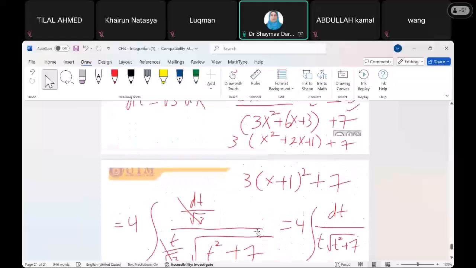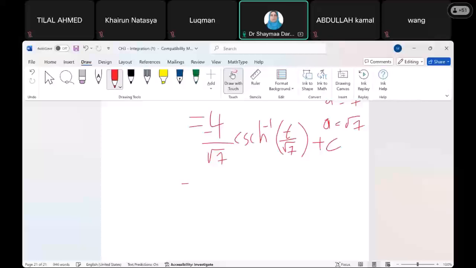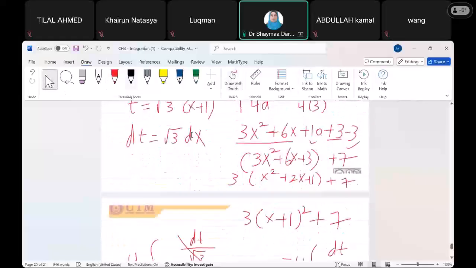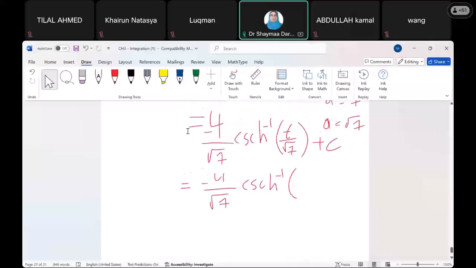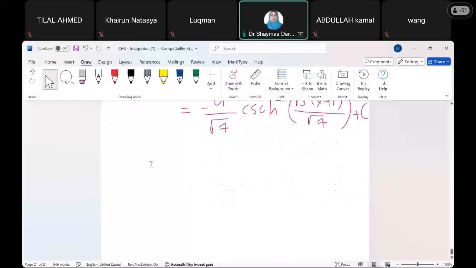Now we cannot stop here. We have to write back in terms of x. We choose t equal square root of 3x plus 1, plus constant.